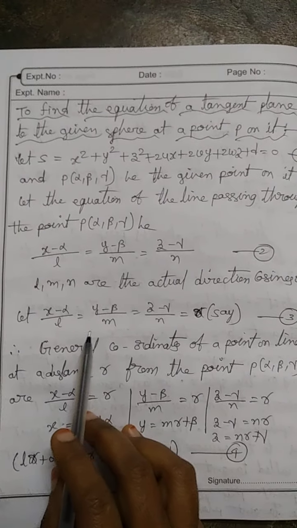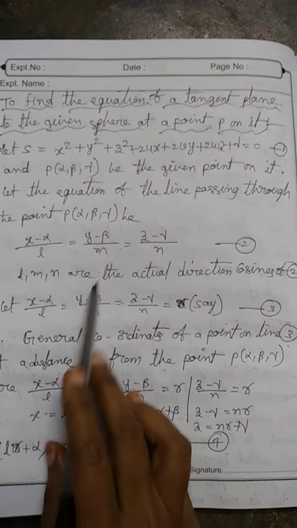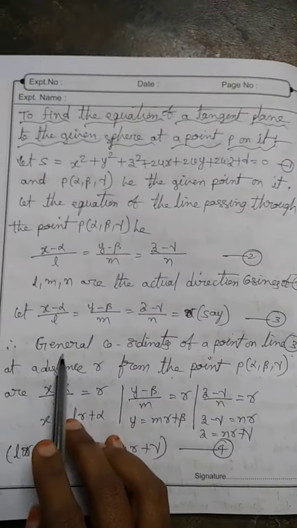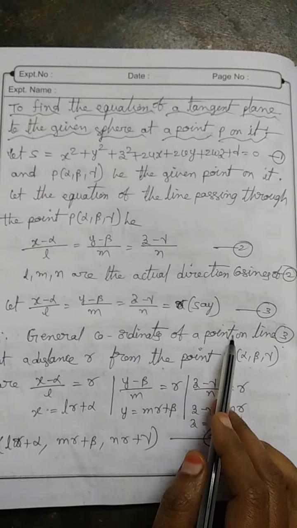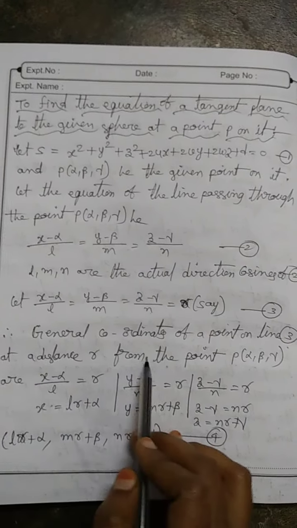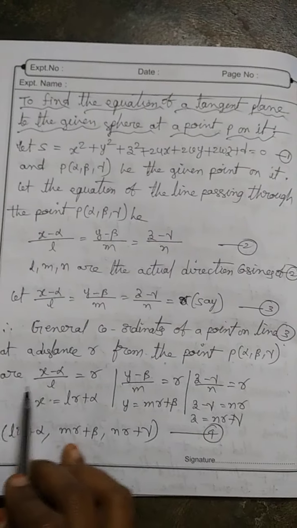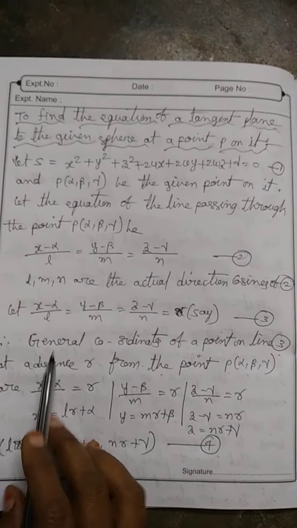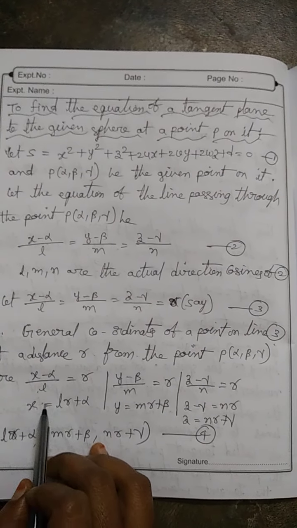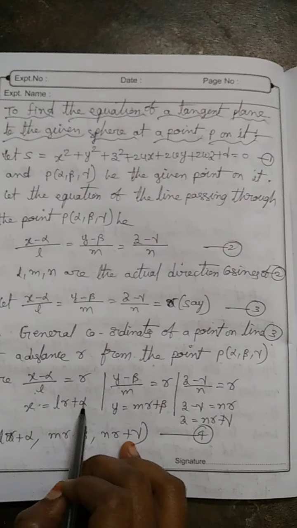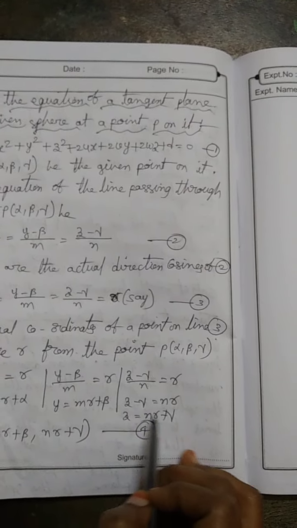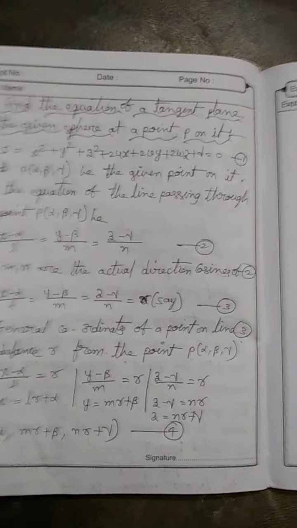Let x minus alpha by l equal to y minus beta by m equal to z minus gamma by n equal to r. The general coordinates of a point on the line at a distance r from the point P alpha, beta, gamma are: x minus alpha by l equal to r, that means x minus alpha equal to lr, x equal to lr plus alpha. Similarly, y equal to mr plus beta, z equal to nr plus gamma.